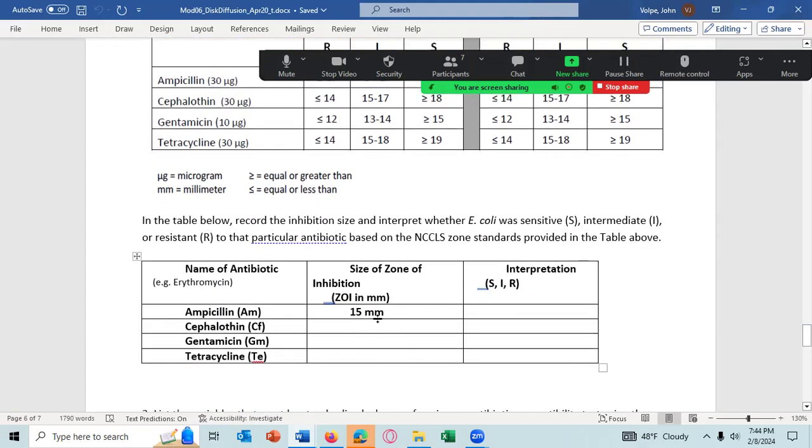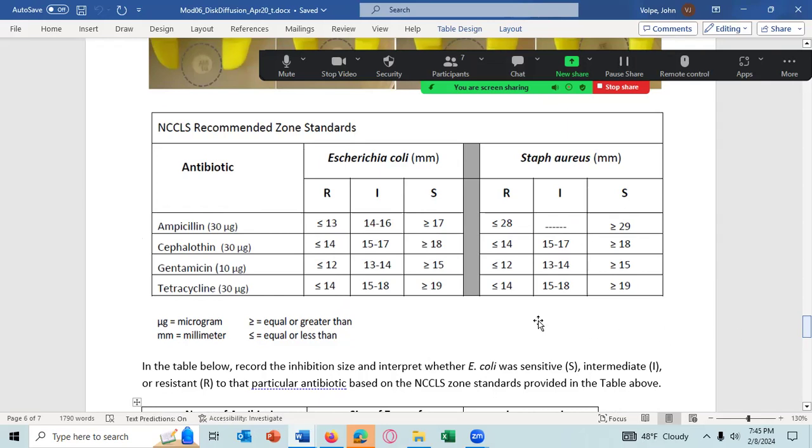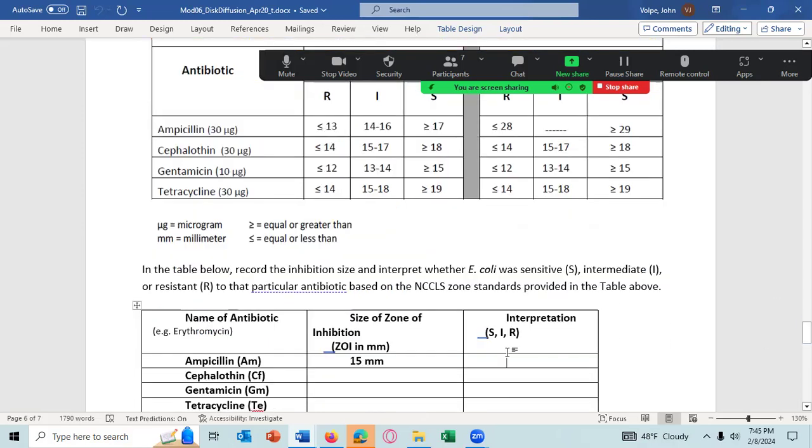I've put that in the table for you, the first one, ampicillin. The size of the zone of inhibition is 15 millimeters. And then do the interpretation. We will do that together. So we come up here and say ampicillin at 15 millimeters is I, and that means it's intermediate. And so you put in an I here.